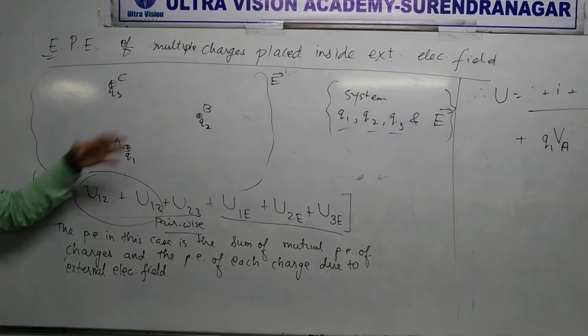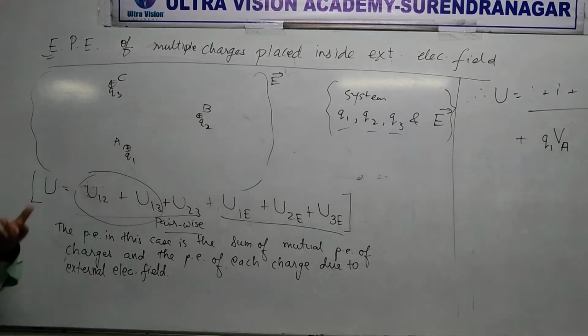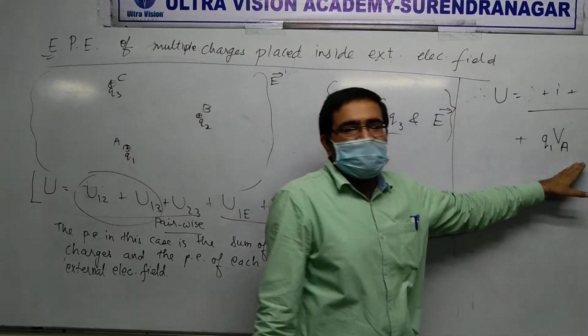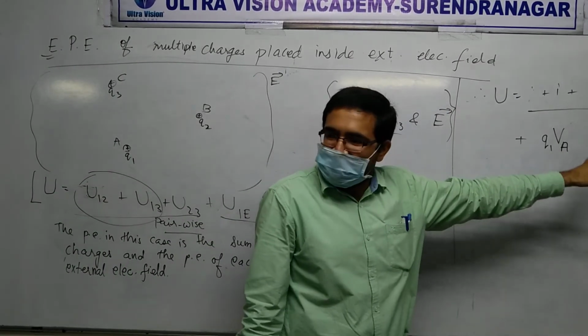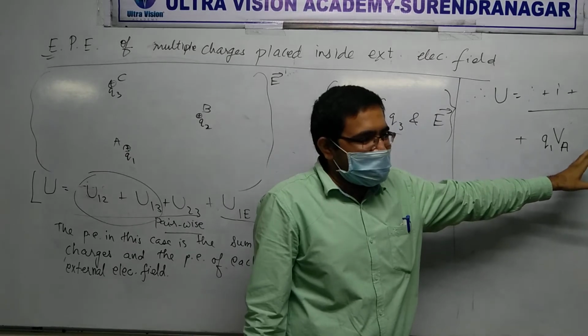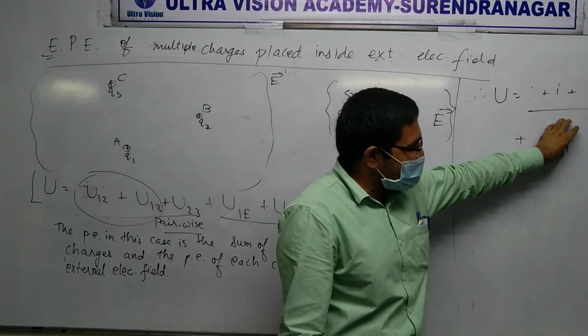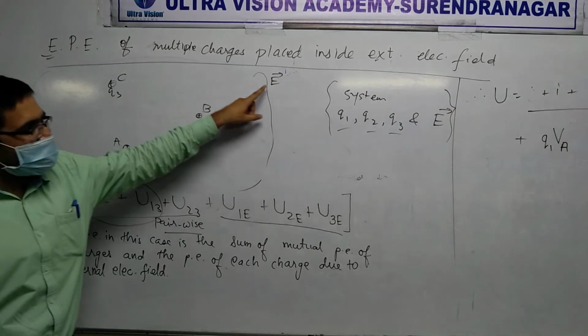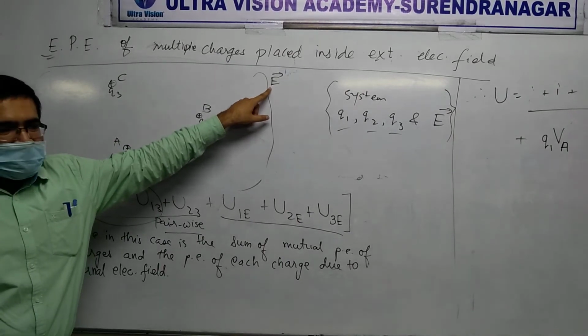External or other charges, everything behaves in the same way. If you think about it, right? Anyway, so we don't need to include this. We don't need to include this. Is it fine? Okay, we just use VA. What is VA? VA is the potential created by external.